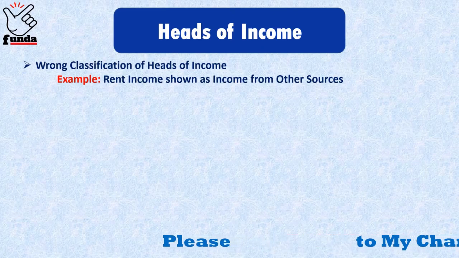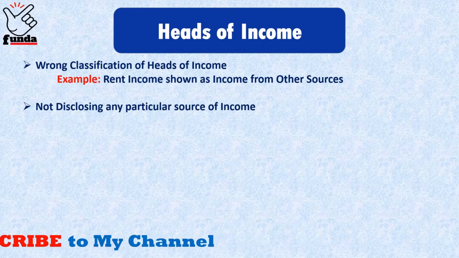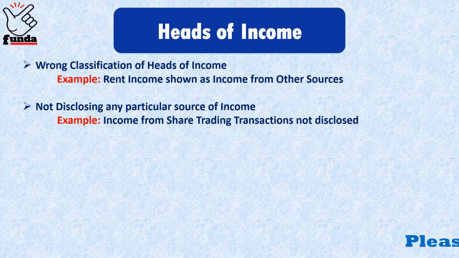The next common mistake is not disclosing any income. This is a blunder and you should always avoid it. For example, income from share trading transactions is not disclosed in the IT return.